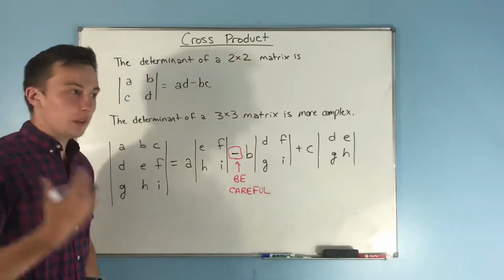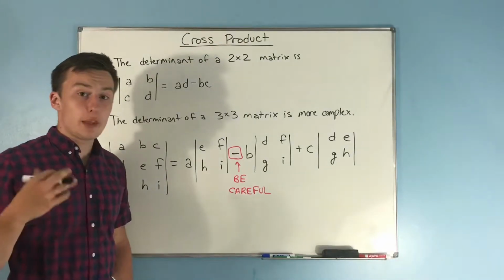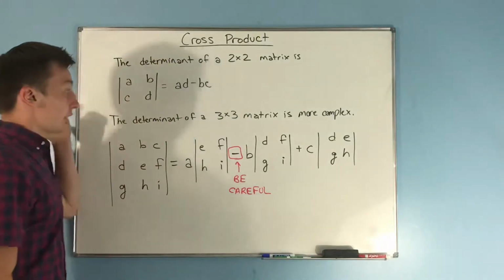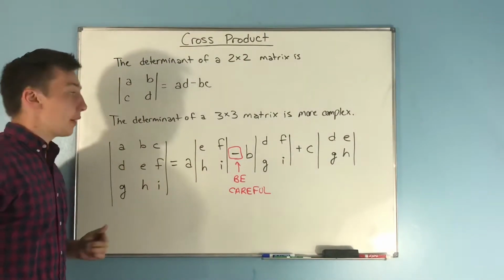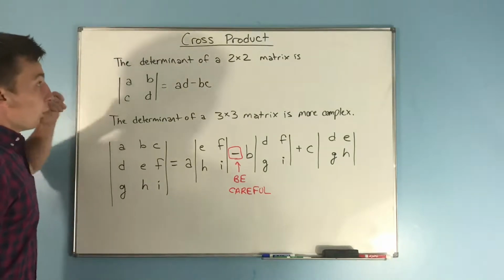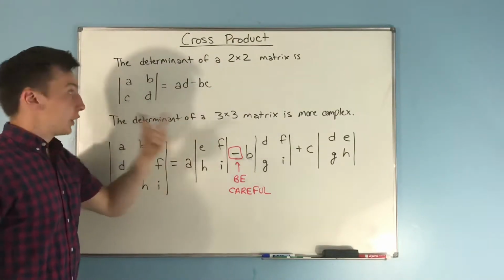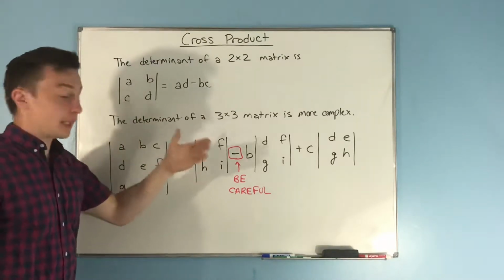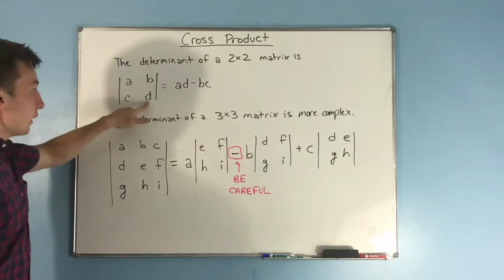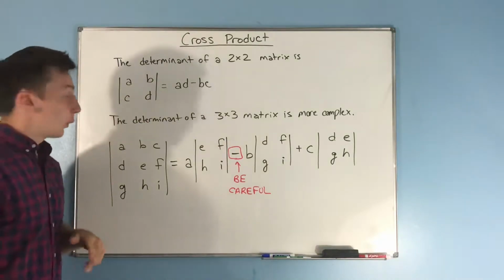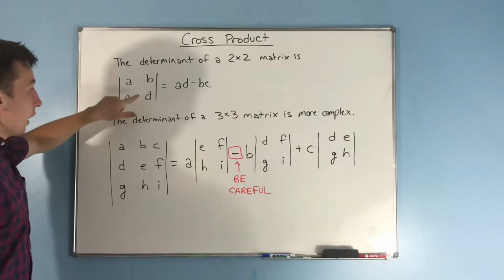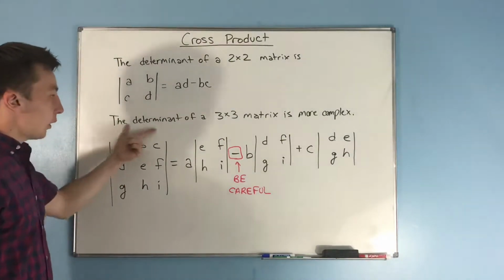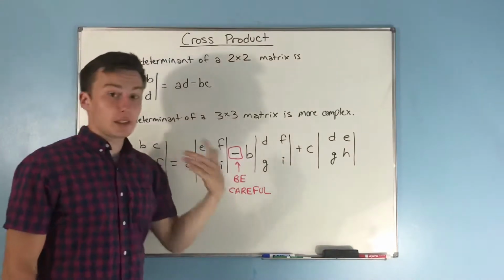Now to find the cross product, what we have to do is set up a 3x3 matrix. So we're going to review real quick how to find the determinant of a 2x2 and a 3x3 matrix. You may already remember this, it may be ingrained in your head, but the determinant of a 2x2 matrix is basically AD minus BC. You multiply this diagonal and then subtract this diagonal. Simple as that. The determinant of a 3x3 matrix is a little more complex.